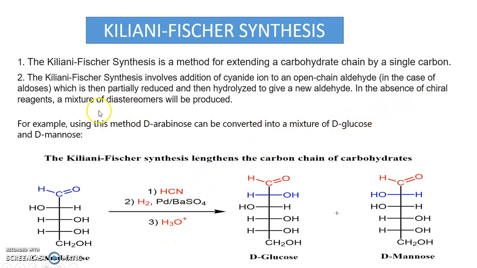In the absence of chiral reagents a mixture of diastereomers will be produced. If we use a chiral reagent, then only either D-glucose or D-mannose can be formed. But if we use a normal reagent instead, then we get a mixture of D-glucose and D-mannose. So this is the Kiliani-Fischer synthesis method used to extend the carbohydrate chain by one carbon atom, and this is the example of conversion of D-arabinose into D-glucose and D-mannose. Now we'll see step by step how D-arabinose is converted into D-glucose.